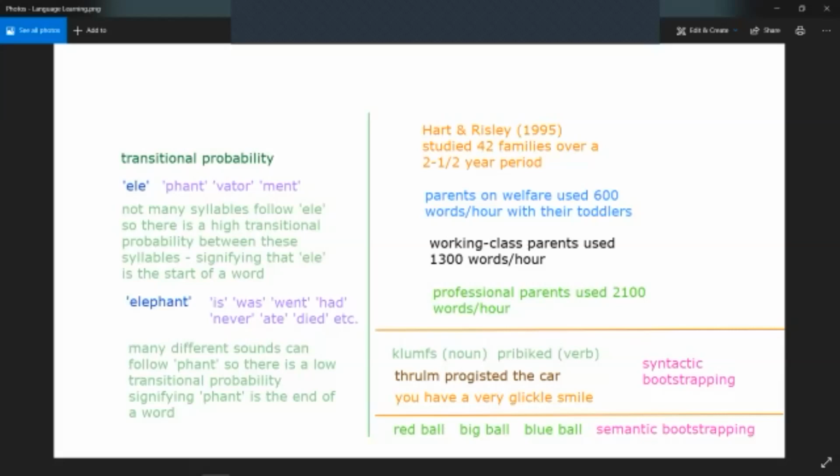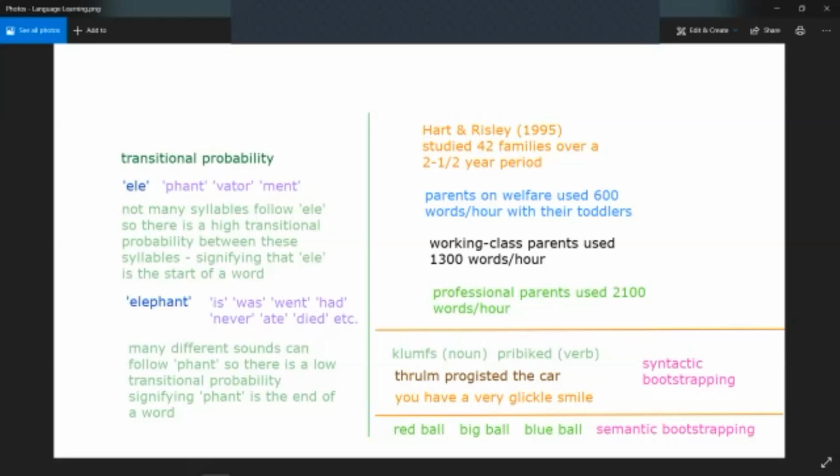So this is just showing that you can learn new words like clumps or pribite. It's not telling you exactly what the word is, but it's telling you the part of speech of the word based on your knowledge of syntax. That's why it's called syntactic bootstrapping. You're using your knowledge of syntax to help figure out what kinds of words these are, and then it will help you learn the meanings of them.